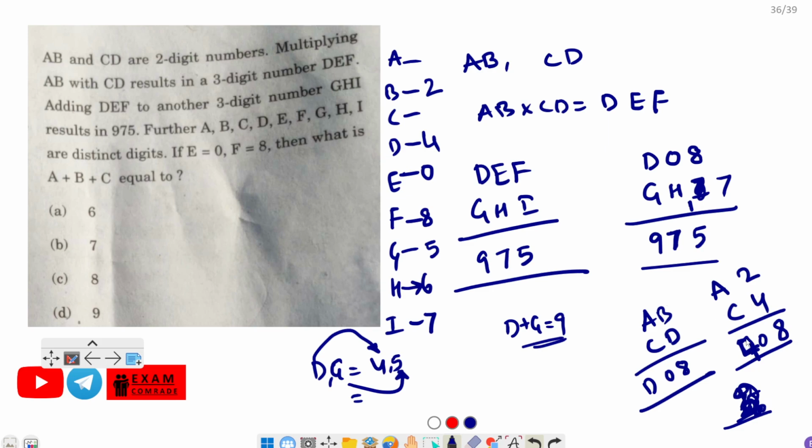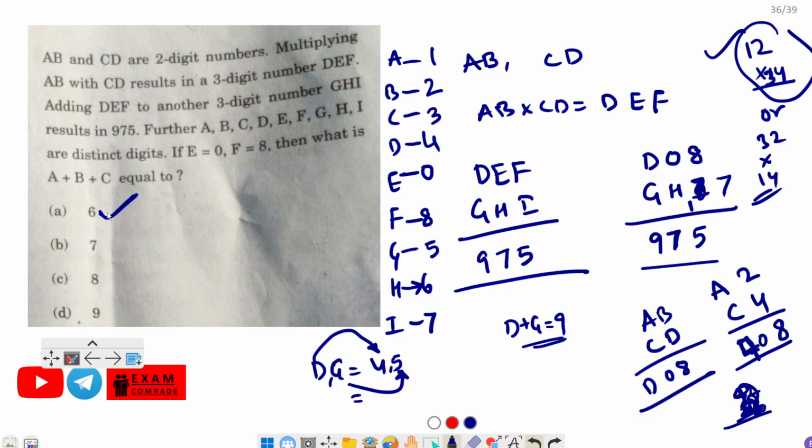A2 into C4 should be 408. So we can check 12 into 14, 12 into 34, or 32 into 14. So this option fits for 408. So A is 1 and C is 3. What is asked is A plus B plus C: 1 plus 2 plus 3, that is 6. A is the right answer.